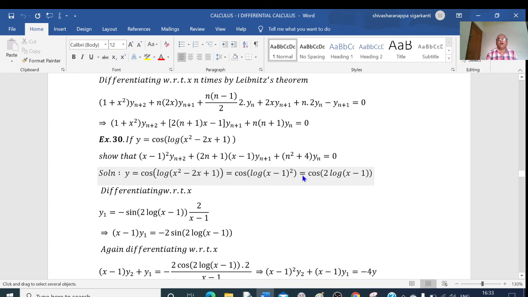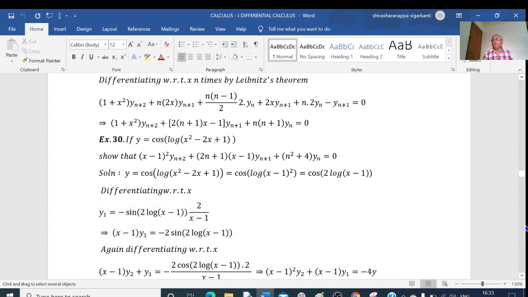x minus 1 whole squared. This is equal to cos of log of (x minus 1) whole squared, which can be written as 2 log of x minus 1. So y equals cos of 2 log (x minus 1). Differentiating with respect to x, I get y1 equals minus sine of 2 log (x minus 1) into the derivative of 2 log (x minus 1), which is 2 into 1 by (x minus 1) into the derivative of x minus 1, which is 1.